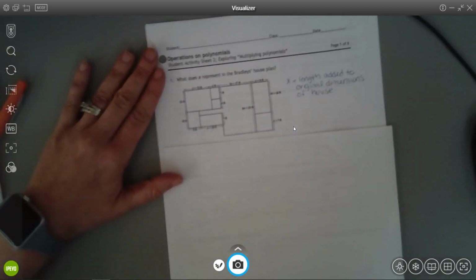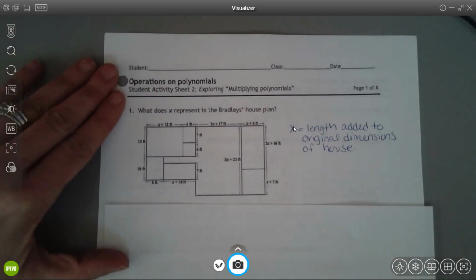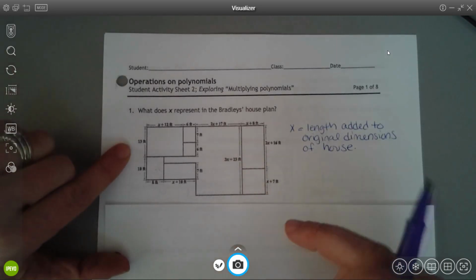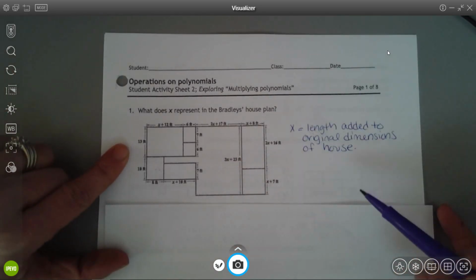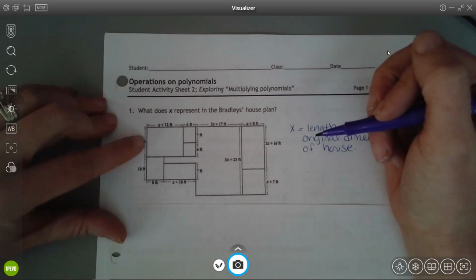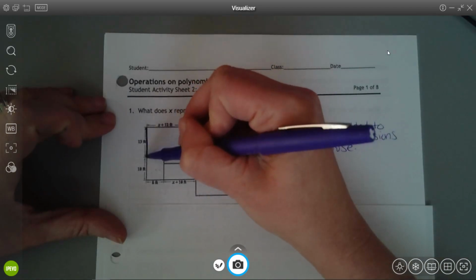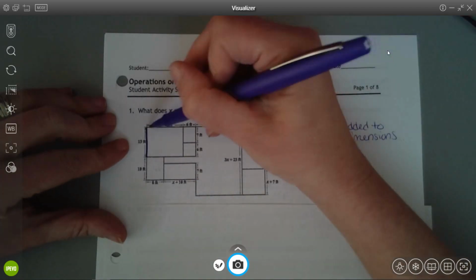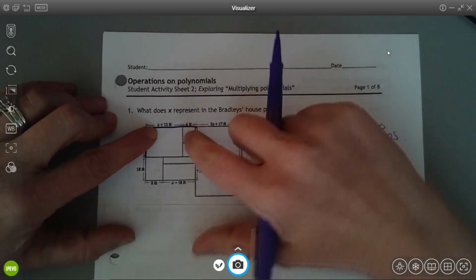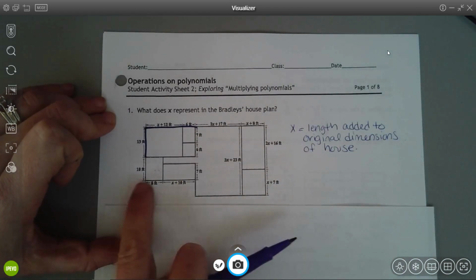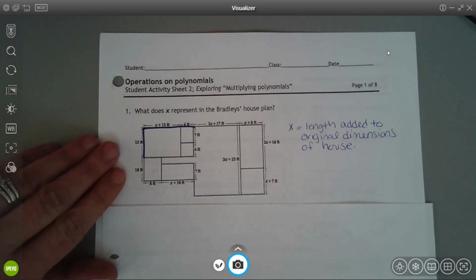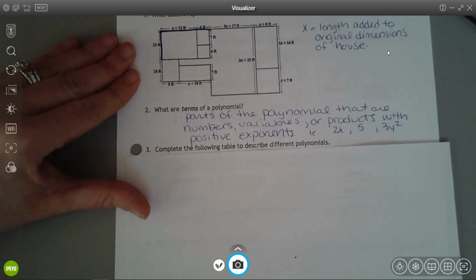The first thing that they ask us here goes back to the Bradley's house. These are the blueprints for inside of their house. They want to know, what does the x represent? Well, the x is the length added to the original dimensions of the house. So for example, the length of this bedroom is 13 feet. The width of this bedroom is x plus 12 feet. What we know is that this full amount is 8 feet and x plus 10 feet. It's an unknown amount that they're going to take away or add to.